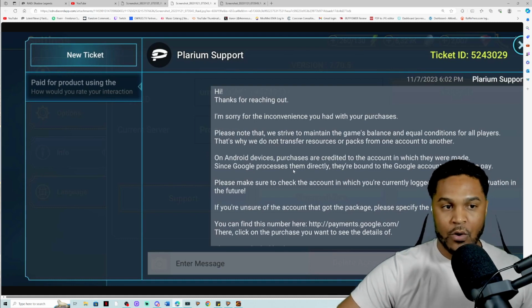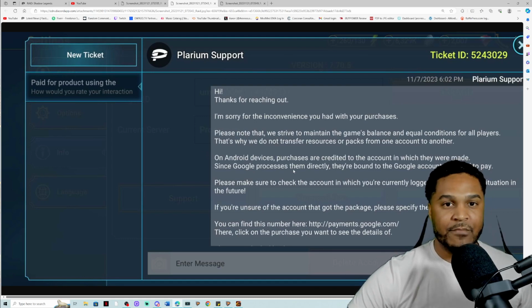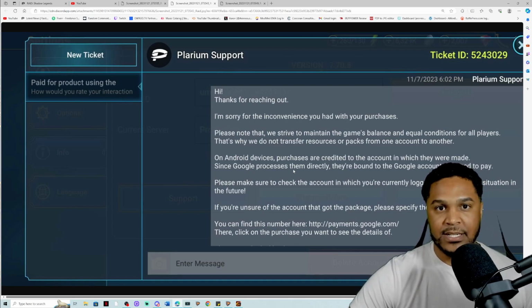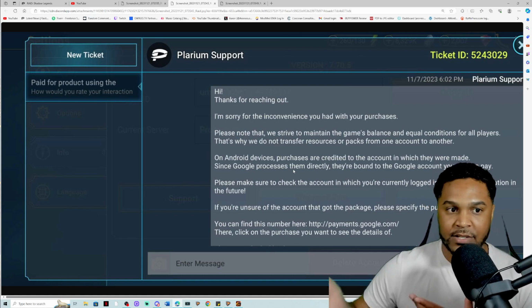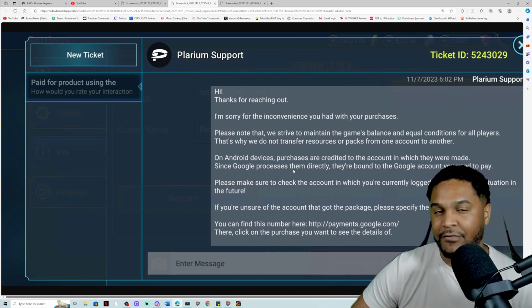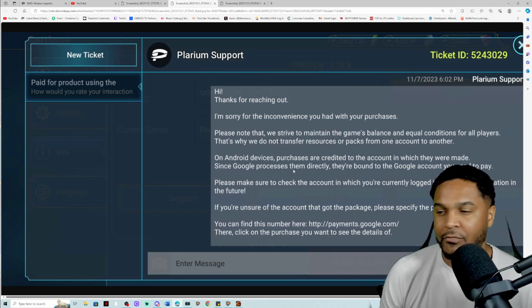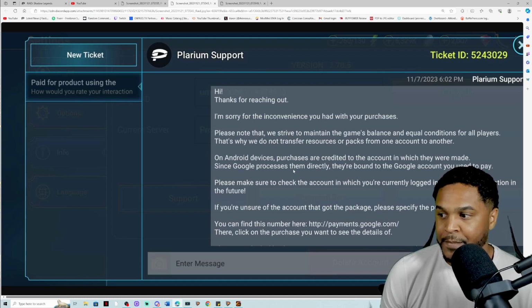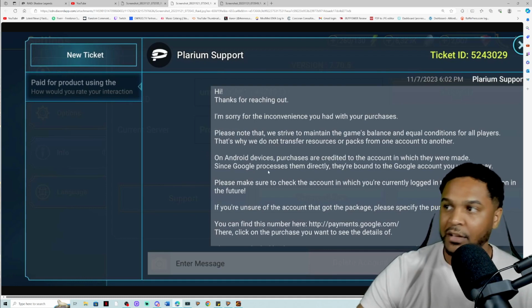When I was doing one tap buy, for some reason, Google had my other email and I just wasn't paying attention to it. So I made a few purchases and, of course, I got the rewards on my pay to win account, but from here, they're saying that it's credited to my free to play account, or maybe I'm reading this wrong. I don't know, but I'm waiting on people to get back to me.